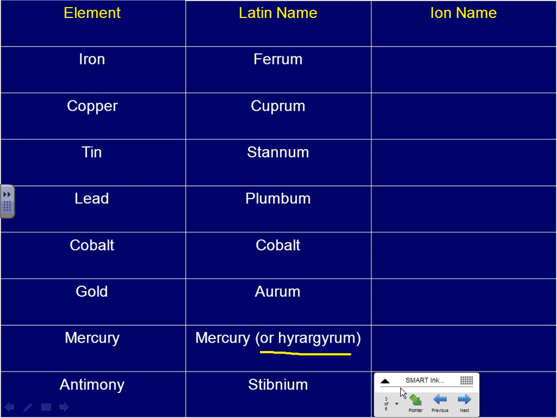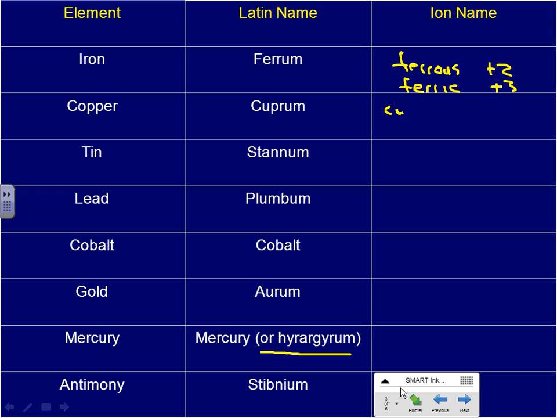Okay, so two possibilities for iron are ferrous and ferric. All right? +2, +3. And if you're going on a line, you can put it beside each other.